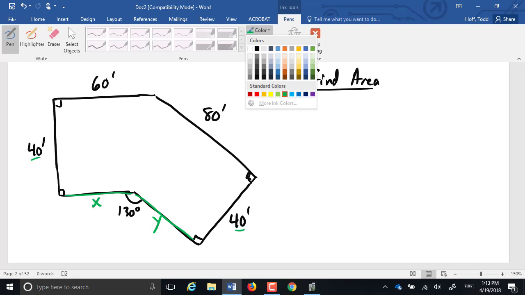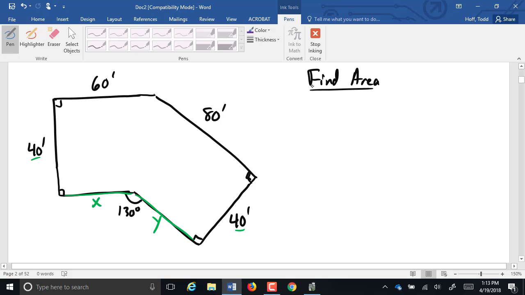Or at least at some point I want to find those because I'm going to need them to find those areas. I'm going to cut this across here to make a rectangle. That's going to be a rectangle that's 40 by Y. And I'm going to cut this across here to make a rectangle. That rectangle is going to be 40 by X. So all that's left for me to find is the area of this piece here. Well, since these spans are the same, of course, this is 40 feet and this is 40 feet, right?